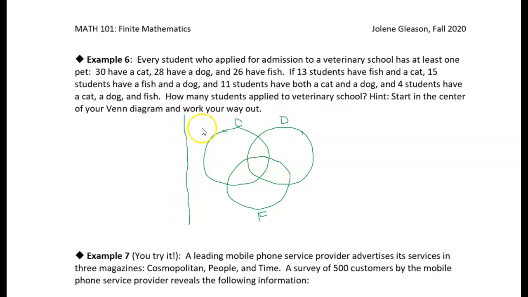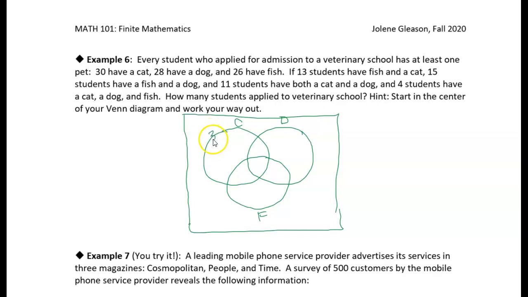And then we have the universal set, which is the set of all of the students who applied to veterinary school. Okay, so that's our universal set. All right, so let's start recording some of the information we're given as we read it. I think that'll help us sort it all out. Otherwise, it's a lot of words and it's kind of like, what? Where do I start? Okay, so we're first of all told that there are 30 students who have cats.